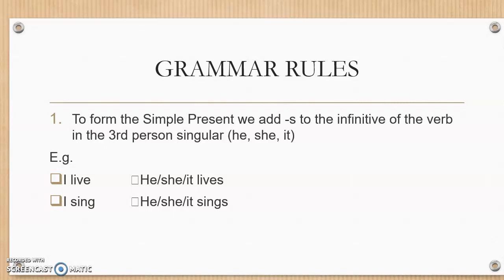The verb here is live. If you use I, you, we, they, it's not necessary to put s at the end of the verb. But if you use she, he, it, you have to put s at the end of the verb. He lives, she sings, and others.